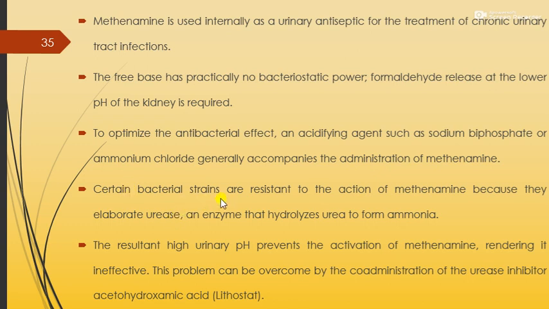Certain bacterial strains are resistant to the action of methenamine because they elaborate urease, an enzyme that hydrolyzes urea to form ammonia. The resultant high urinary pH prevents the activation of methenamine, rendering it ineffective. This problem can be overcome by the co-administration of the urease inhibitor acetohydroxamic acid.